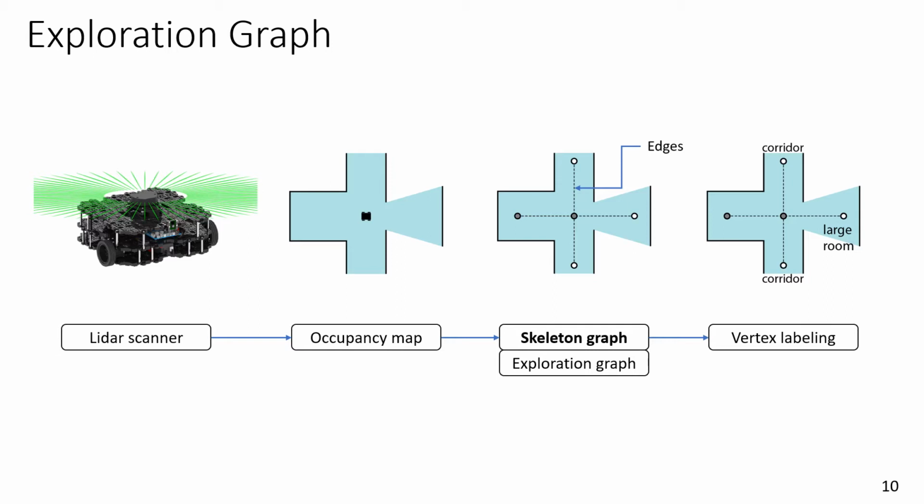Edges are collision-free paths between vertices. The cost of each edge is the estimated time to traverse the path. This skeleton graph serves as the exploration graph for our exploration algorithm. As the robot explores the unknown environment, this exploration graph is updated to span a larger explored map. Finally, depending on the geometry of the region in which each vertex is located, the vertices are labeled. The labels represent semantic information such as the building structure associated with the region.